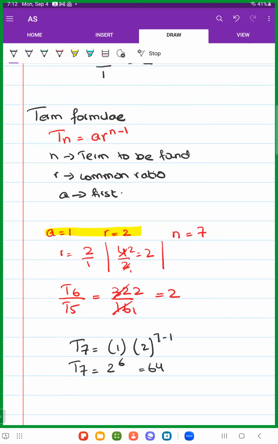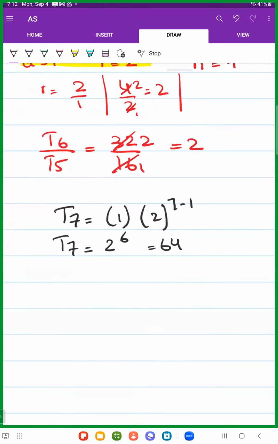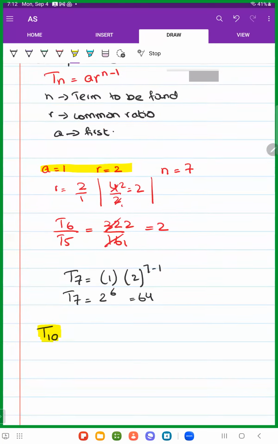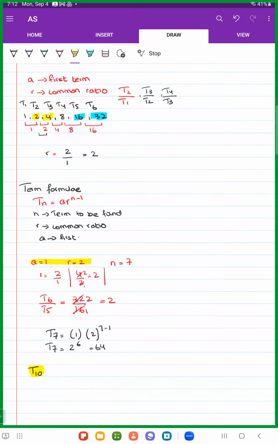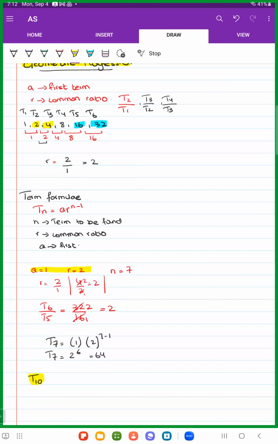Now I want you both to try and calculate the 10th term of the same series. Everything is in front of you, you just have to calculate it. Will it be 512? Okay, we will discuss it when both of you are done.